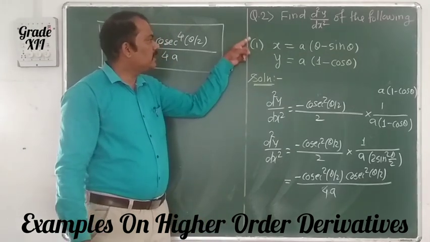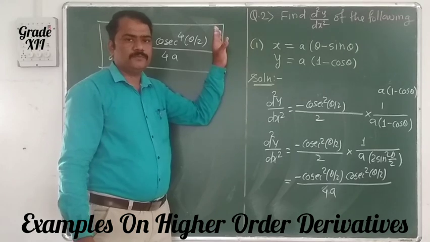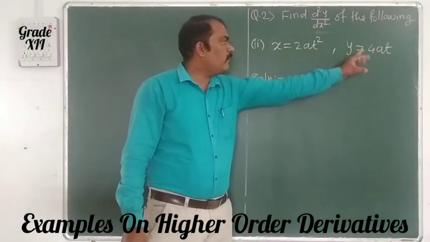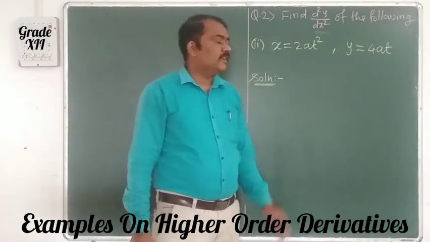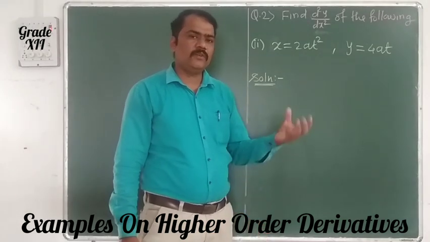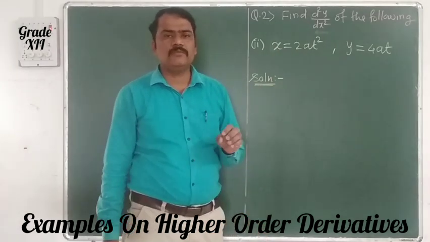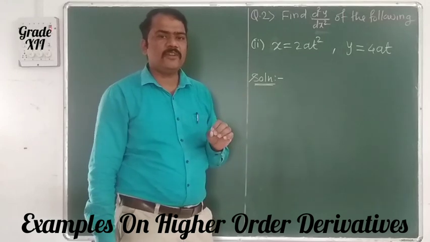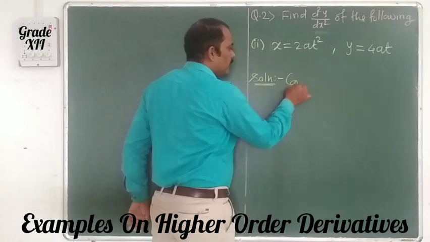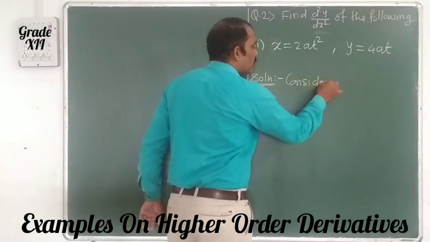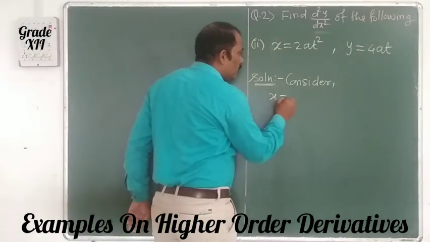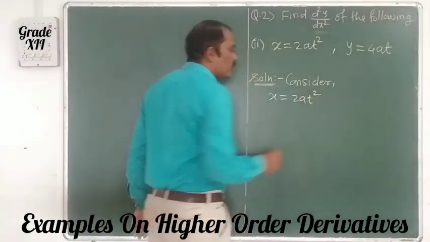That is example number 2. Example number 2 is x is equal to twice t square, y is equal to 4t. Here t is a third variable, that is t is the parameter, so we know that this is an example on the derivatives of the parametric function. By using the derivatives of parametric function, first we have to find dy by dx, so we consider that x is equal to twice t square.